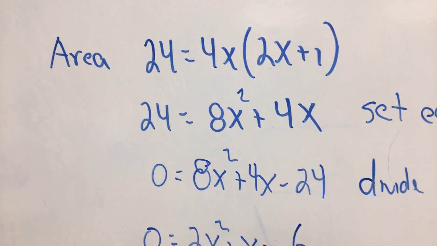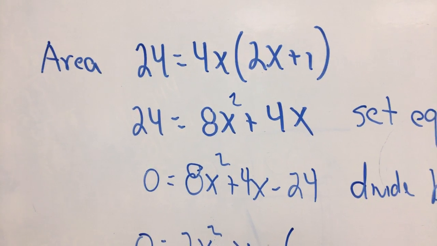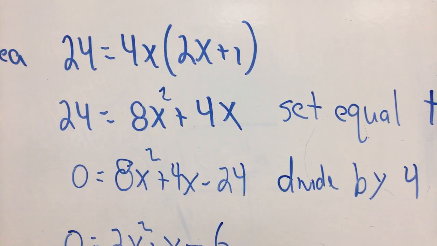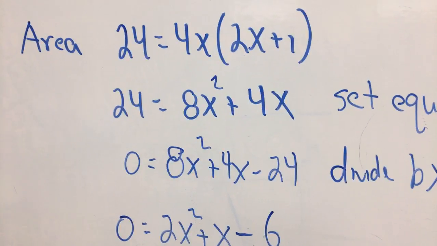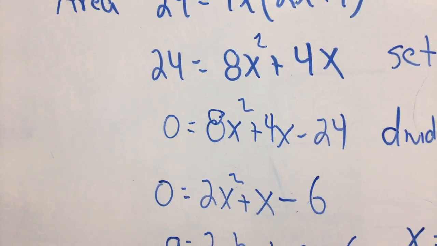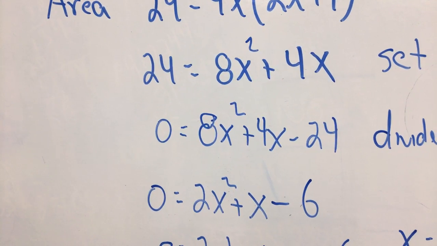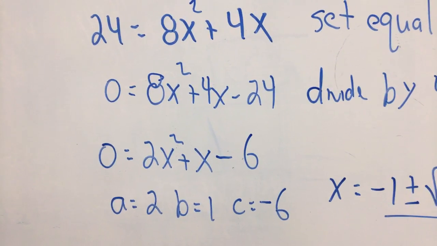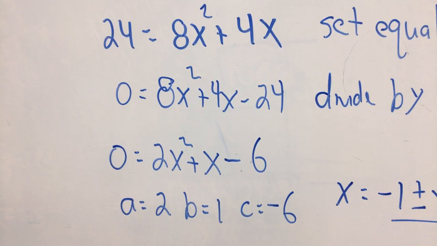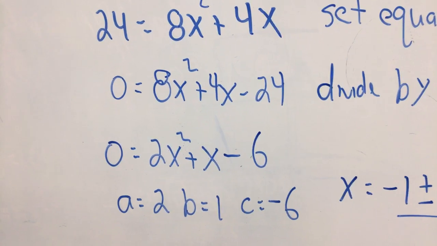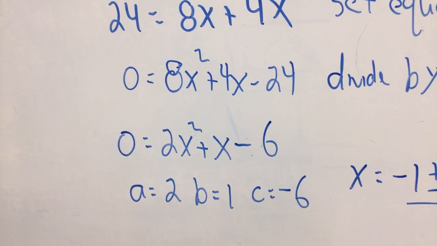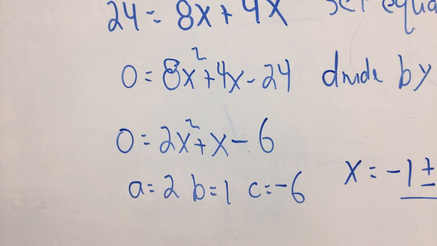So now if you subtract 24 from both sides, you get 8x squared plus 4x minus 24. Now you can divide by 4. Clean things up, okay? Because 0 divided by 4 is still 0. So now you have this. 0 is equal to 2x squared plus x minus 6. And I'm going to use the quadratic formula. Okay, you could probably factor this, but let's use the quadratic formula. That's what I'm trying to get you to do. A is equal to 2, B is equal to 1, and C is equal to negative 6.